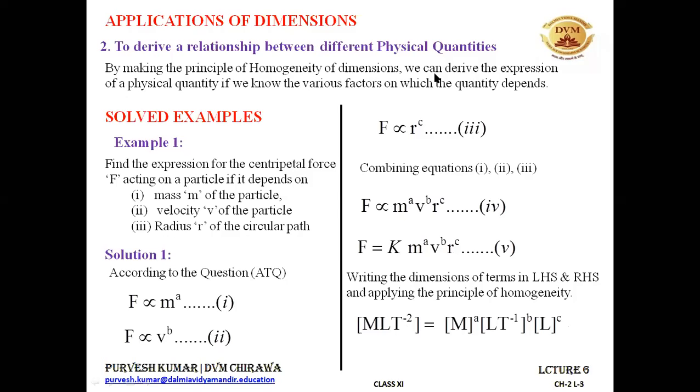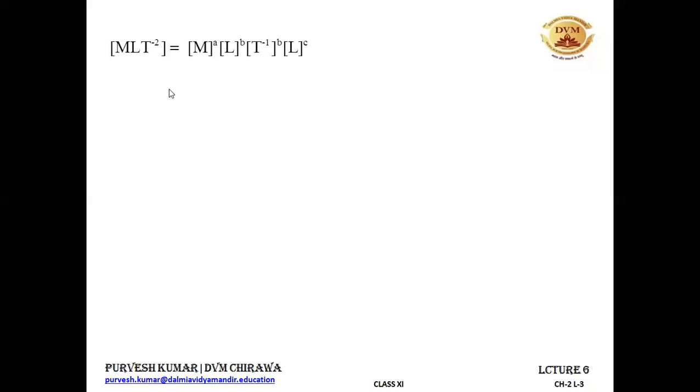I hope that you have written it along with me. Still, I'm giving you some time to write so that we'll be able to solve it in the next slide. See what I have done in this slide. I have separated out the terms that were involved towards the right hand side. M was having power a, LT minus 1 was having power b. So I've written it like this: L to the power b, T to the power minus 1 to the power b, and L to the power c.